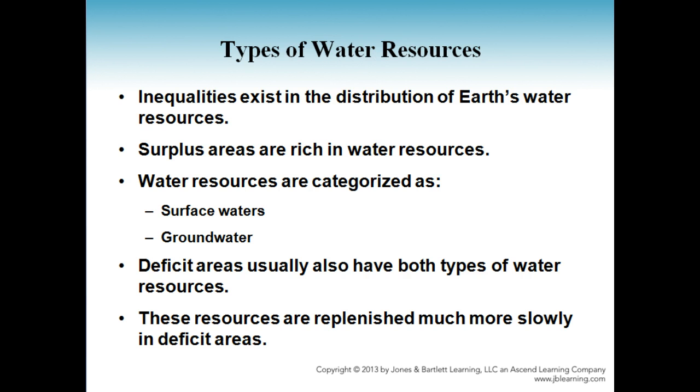Inequalities exist in the distribution of Earth's water resources. Surplus areas, like in Maine, are rich in water resources. Water resources are categorized either as surface waters or groundwater. Deficit areas usually also have both types of water resources. These resources are replenished much more slowly in the deficit areas.